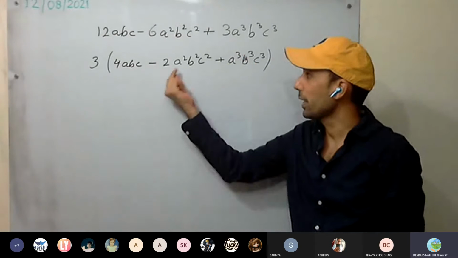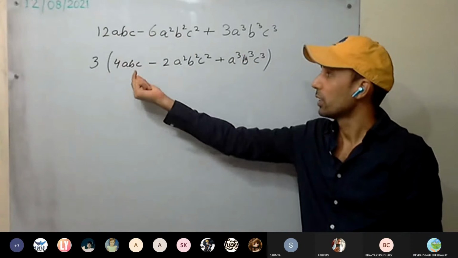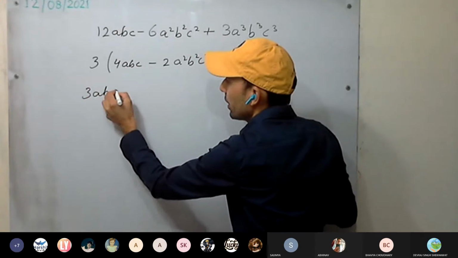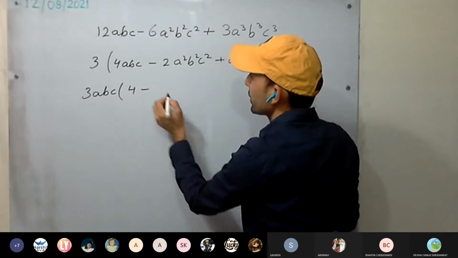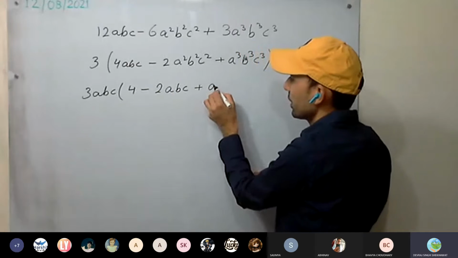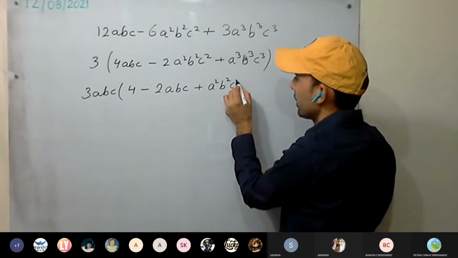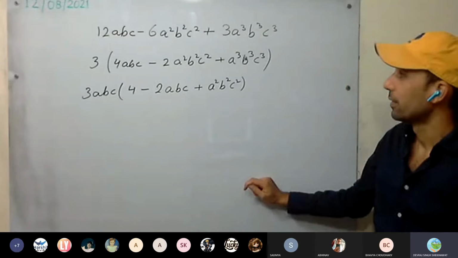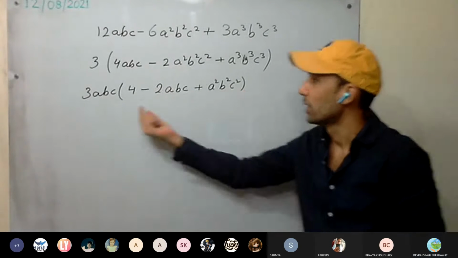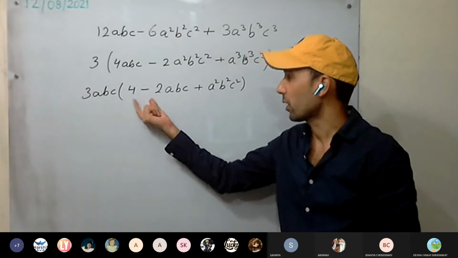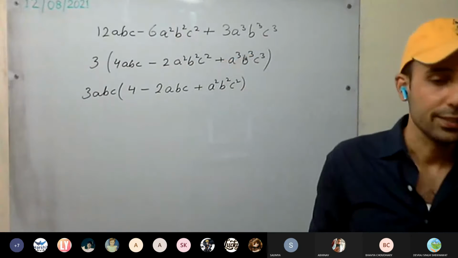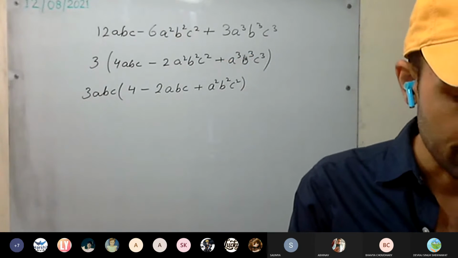Now see what is common. A square, a cube: a is common. B is common, C is common. So 3abc is common, we have taken it out, minus 2abc plus 2bc plus a square, b square and c square, plus a square plus b square plus c square. And these are the factors: 1 factor, 2, 3, 4, 5 factors. These are the factors of the given expression.